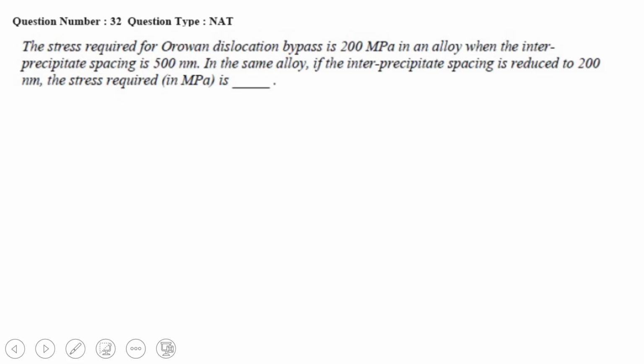Let us proceed. The first question is: the stress required for Orowan dislocation bypass is 200 MPa in an alloy when the interprecipitate spacing is 500 nanometer. In the same alloy, if the interprecipitate spacing is reduced to 200 nanometer, find the stress required in MPa.